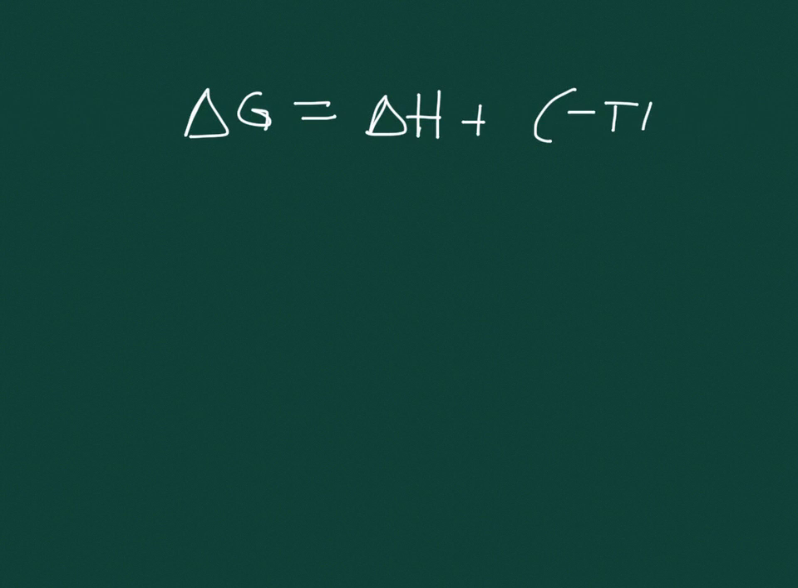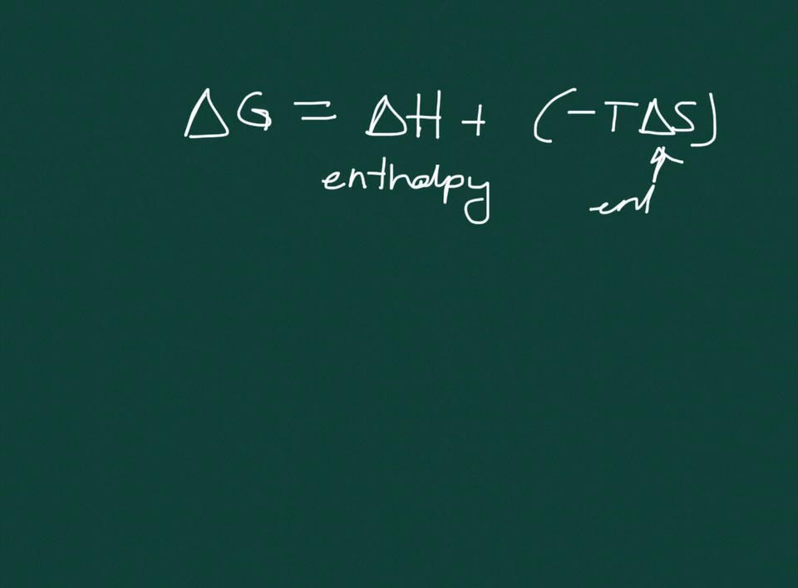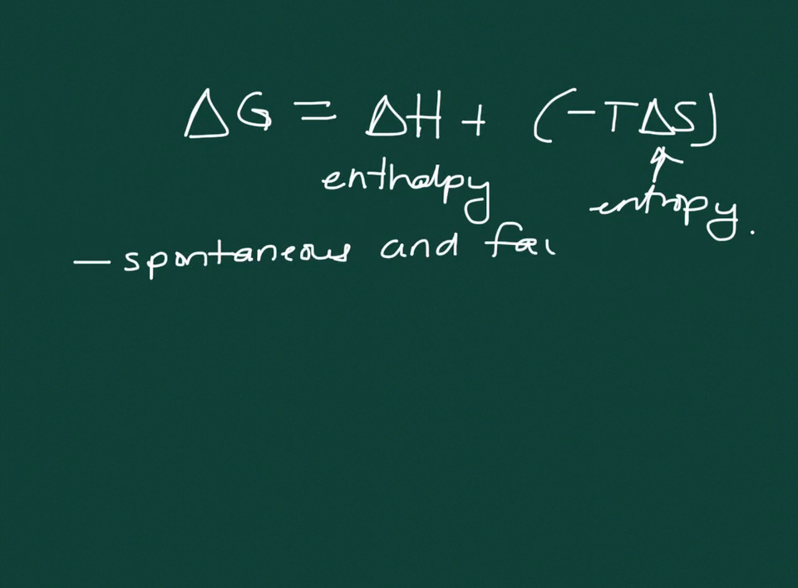If we look at the thermodynamics of this reaction, if you remember, in order to see if a reaction is spontaneous, we look at delta G, and delta G equals delta H plus negative T delta S. This is enthalpy. Delta S is entropy. In order for a reaction to be spontaneous, in favor of the products, delta G must be negative.